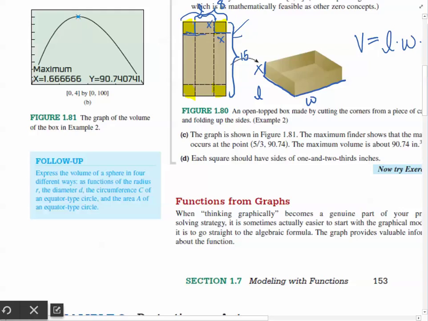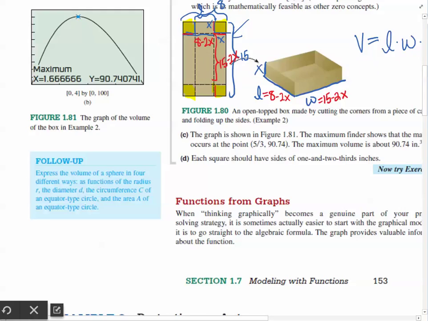So to figure out from here to here, we need to do 8 minus 2 x's, right? Because we're cutting off an x here and an x here. So that could be our length, 8 minus 2x. And then our width is similar. The whole thing is 15. Again, we're cutting off 2 x's. So from here to here, it's going to be 15 minus 2 x's. So that would be our width.